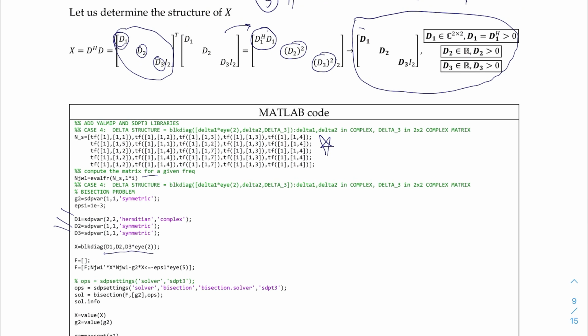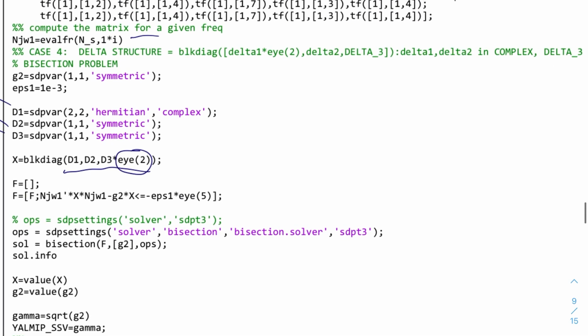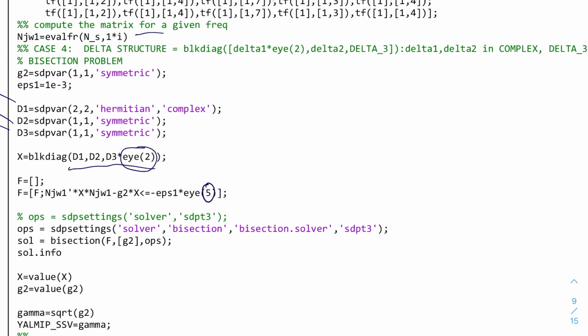This is our X, right? Again, D1, D2, and D3 identity, and the dimension of identity is 2 by 2, right? And again, since the dimension is 5, the 5 by 5 system we had, right? Again, N transpose X N minus G2X. Again, this is it. Okay.